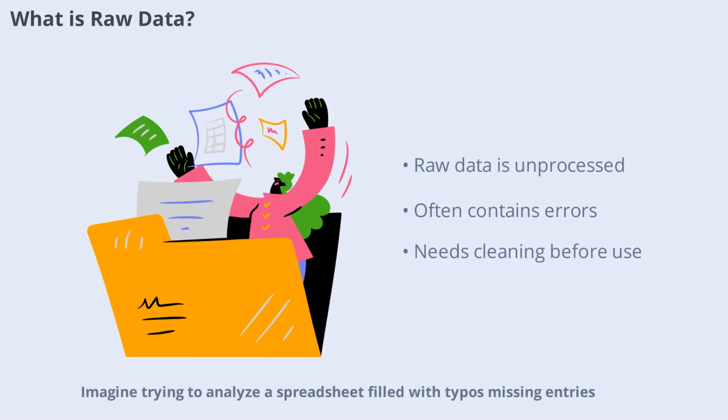Imagine trying to analyze a spreadsheet filled with typos, missing entries, and inconsistent formats. Without cleaning and organizing this data, any analysis would be unreliable. That's why understanding the nature of raw data is the first step in the preprocessing journey. By recognizing its imperfections, we can better appreciate the need for thorough preparation before any meaningful analysis can take place.